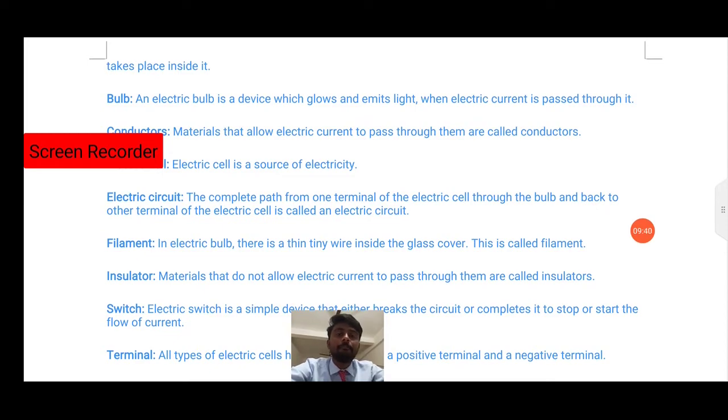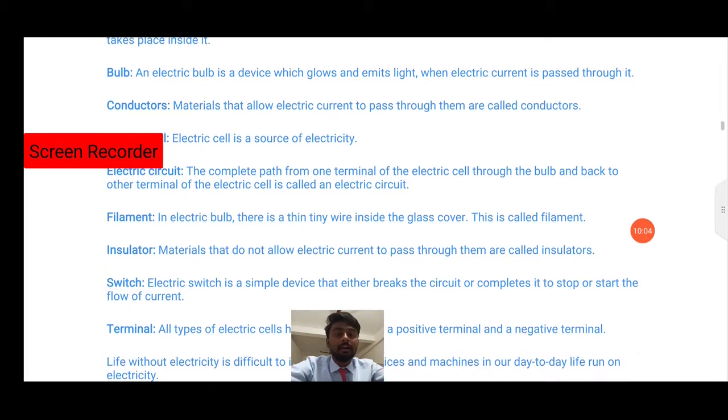Okay, bulb. So what do you mean by bulb? You already understand, yes or no? An electrical bulb is a device which glows and emits light when an electrical current is passed through it. So this is a bulb.